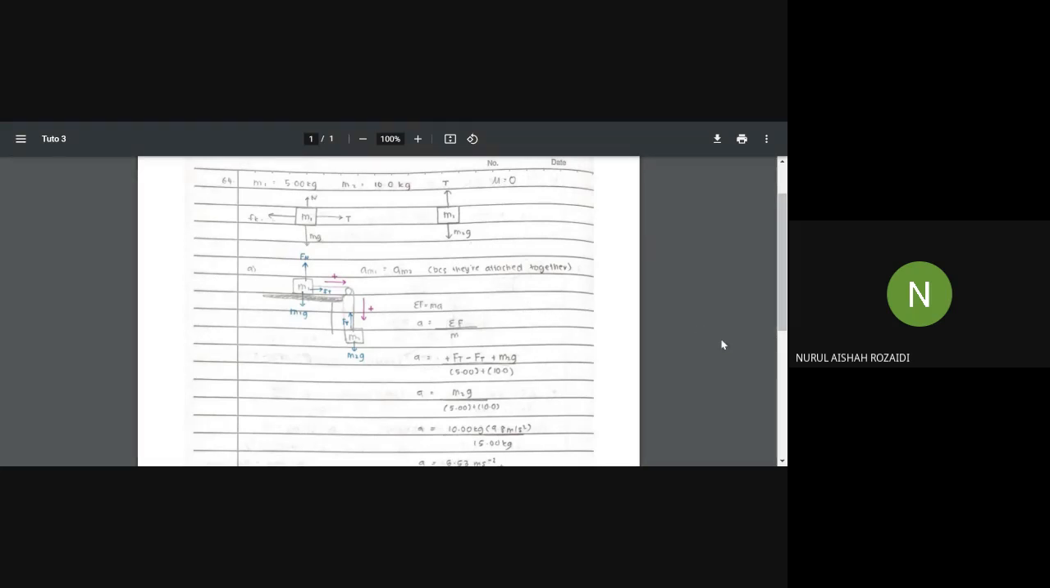So number 64: an object with mass m1 equals 5 kg rests on a frictionless horizontal table and is connected to a cable that passes over a pulley and is then fastened to a hanging object with mass m2 equals 10 kg as shown in the figure. So A, the acceleration of each object.